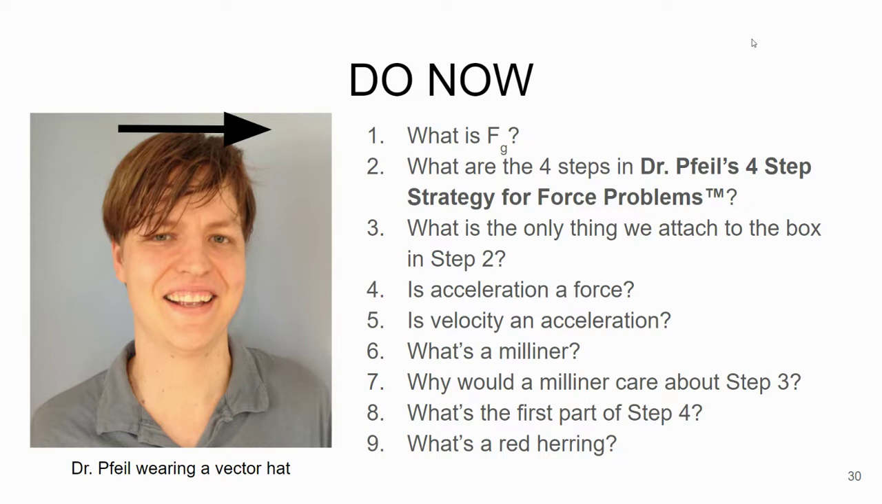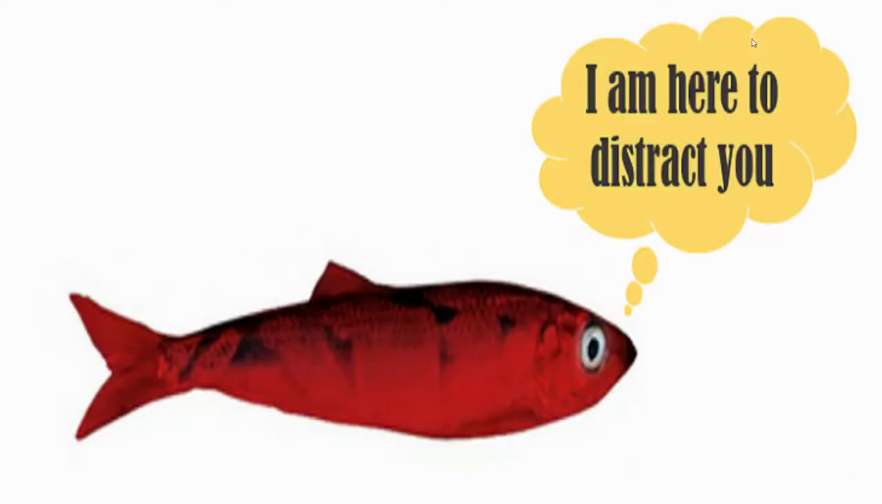And 9, what's a red herring? A red herring is a false clue. It is something there to distract you. So be on the lookout for red herrings in your physics problems. You will often get some information that when you first see it, seems like, oh, I'm definitely going to be using this number somewhere because it's important. But once you get to doing the problem, you'll see that that piece of information is just there to distract you. You have to ignore it.